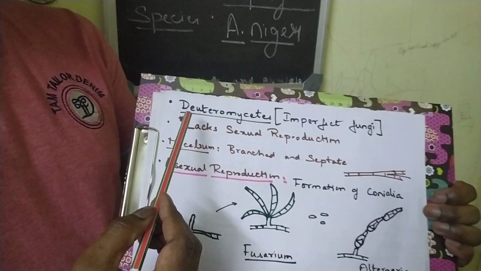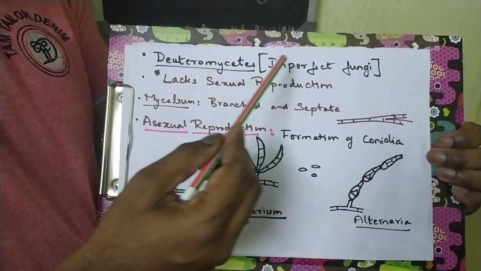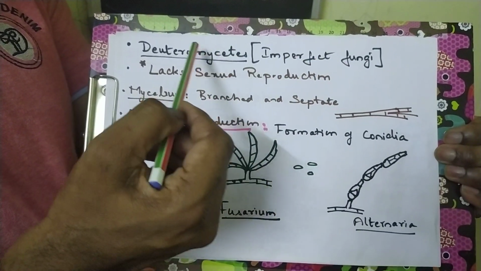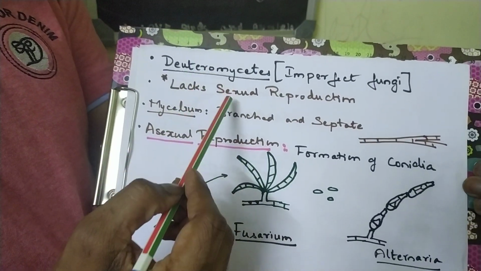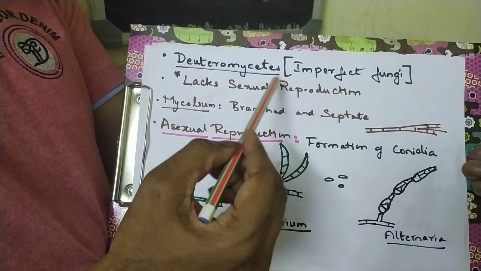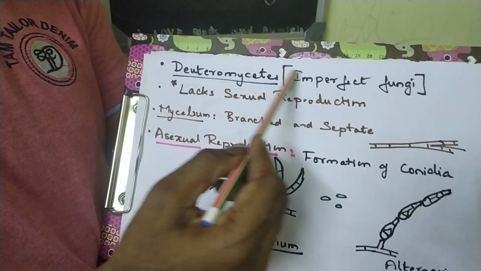Next class is the Deuteromycetes. Deuteromycetes is called the imperfect fungi. The imperfect fungi means the particular class doesn't have sexual reproduction. It lacks sexual reproduction. That's important to remember, because a 2 marks question can be asked, imperfect fungi.